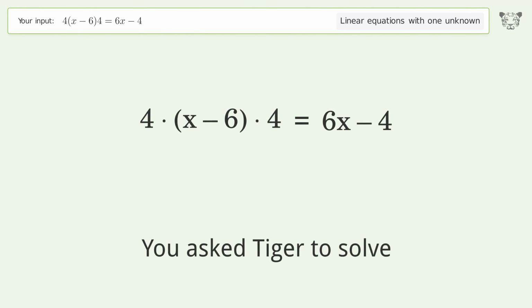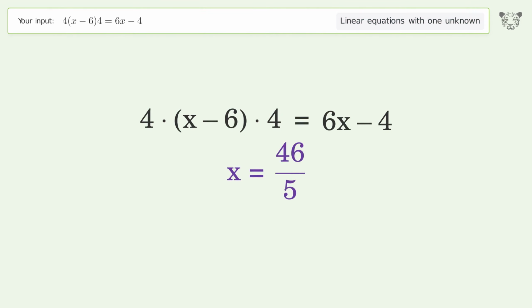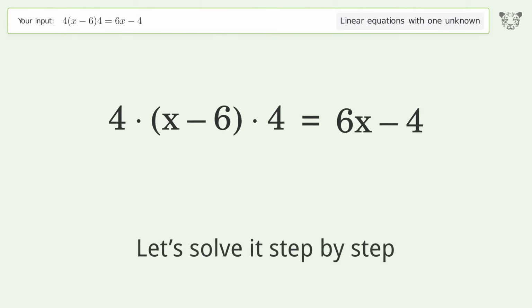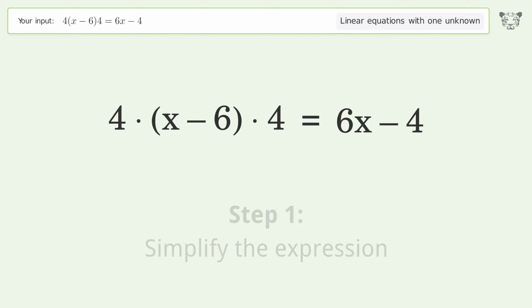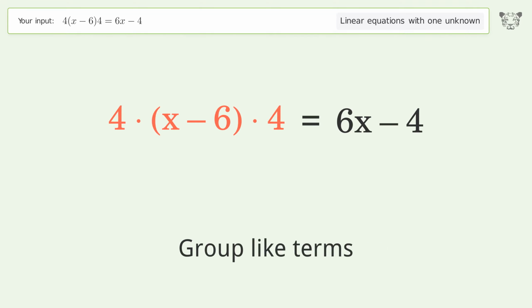You ask Tiger to solve. This deals with linear equations with one unknown. The final result is x equals 46/5. Let's solve it step by step. Simplify the expression. Group like terms.